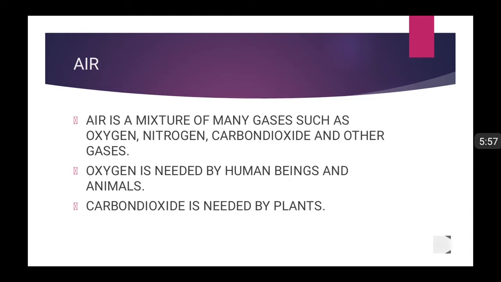So basically air is made up of a mixture of gases. These gases are like your oxygen, nitrogen, carbon dioxide, and other gases. Two mainly important gases are oxygen and carbon dioxide. Oxygen is needed by human beings and animals like your cats and dogs, they also inhale oxygen, and carbon dioxide is needed by plants. Why do plants take carbon dioxide? They take up carbon dioxide and prepare their food and then convert that carbon dioxide into oxygen. We inhale that oxygen and we live on that oxygen.